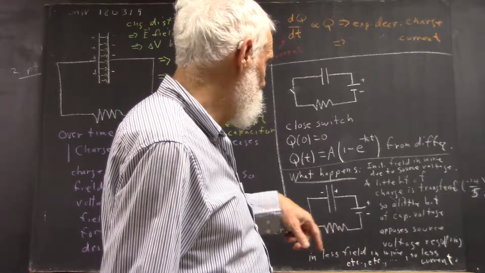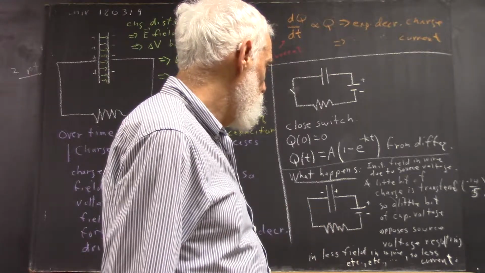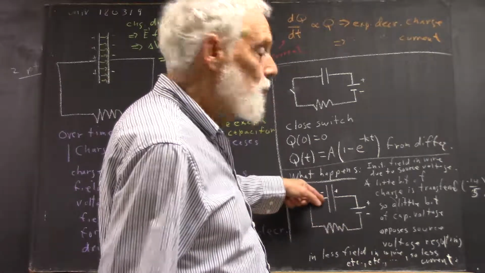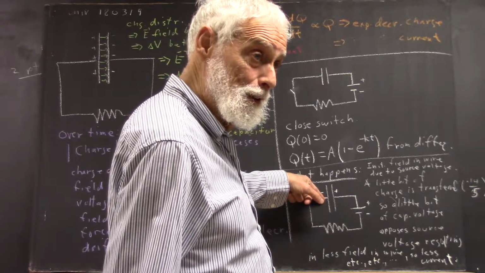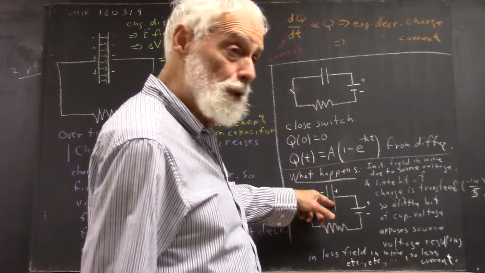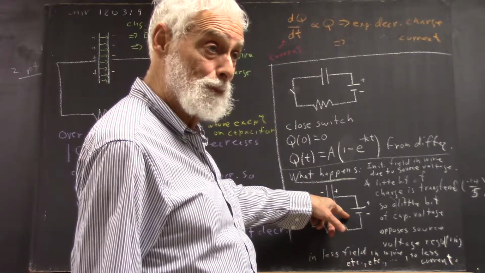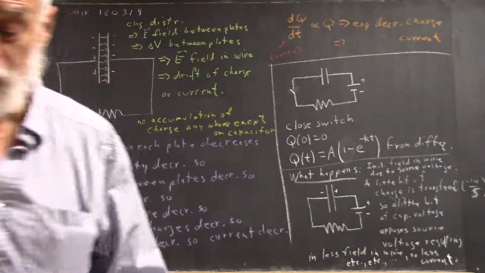So your net potential difference between here and here is going to be the sum of the potential difference across the capacitor and across the source. Okay, well, anyhow, that goes on.